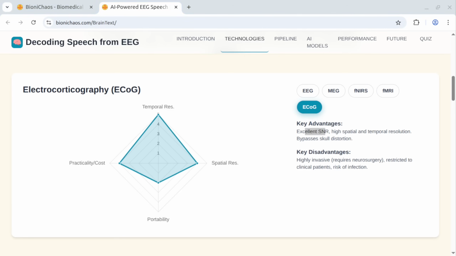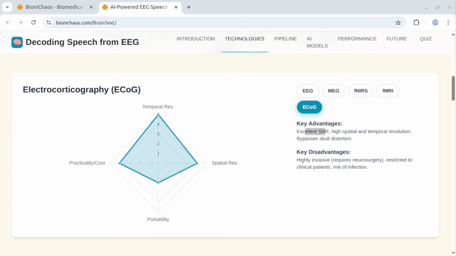So yes, the chart appears to be correct. ECoG has a higher spatial resolution than MEG because it directly measures brain activity from the source. How does SNR, signal-to-noise ratio, relate to temporal resolution and spatial resolution?